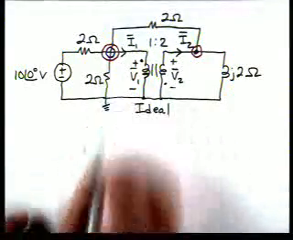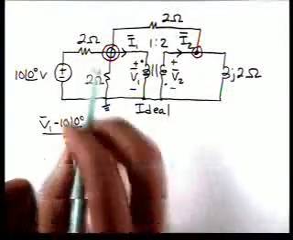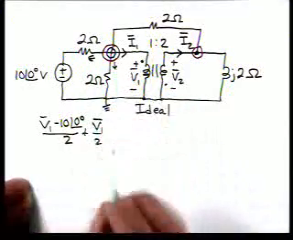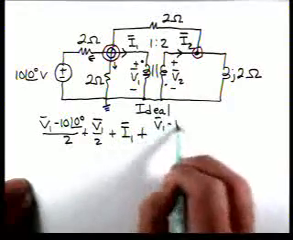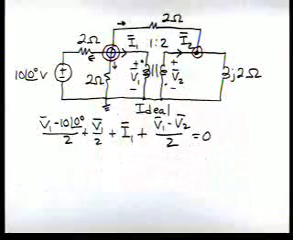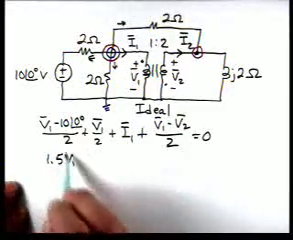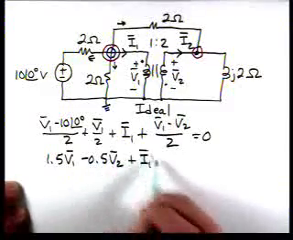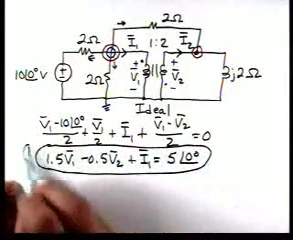So over here on the left, we'll have V1 minus 10 at an angle of 0 over 2. That's the current going that direction. We'll have V1 over 2. Then we'll have I1. And then we'll have V1 minus V2 over 2 equal to 0. So the I1 is here, and this is the current V1 minus V2. If we simplify that, we'll have 1.5 V1 minus 0.5 V2 plus I1 is equal to 5 at an angle of 0. So here's one of our equations.